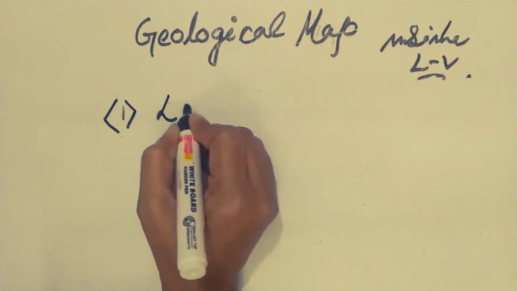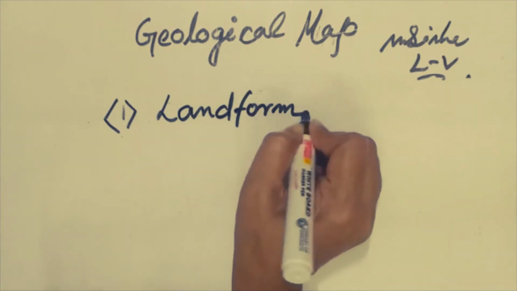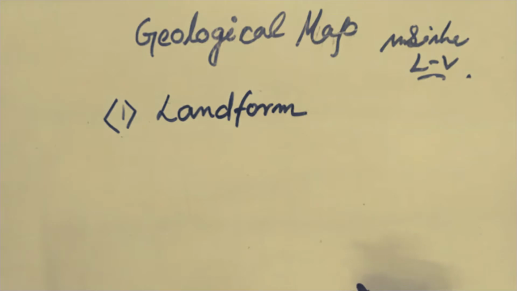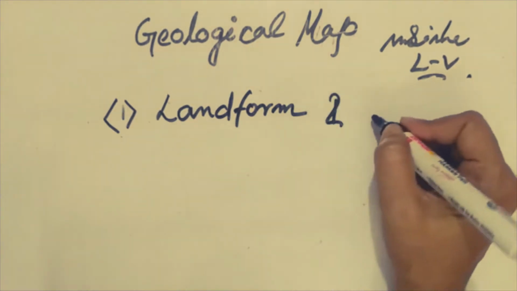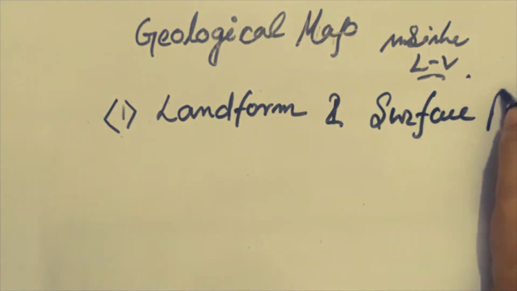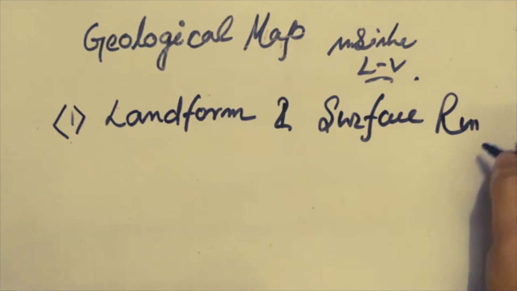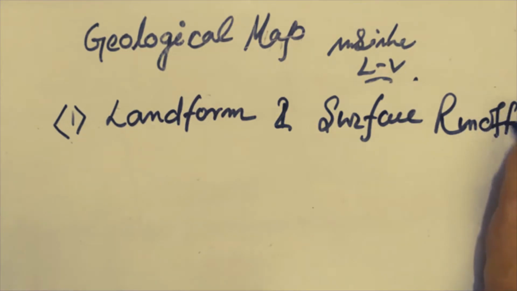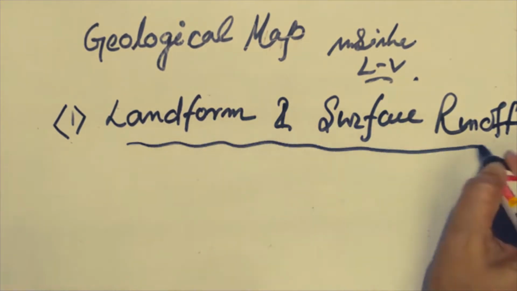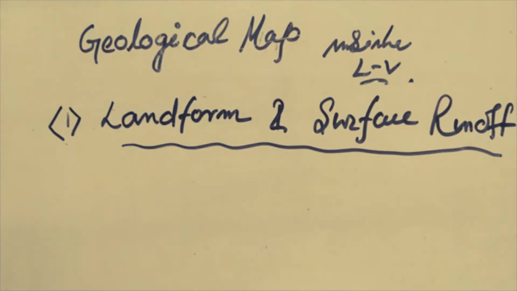First thing is landform. From the contour value, we can get information about the landform and the surface runoff.